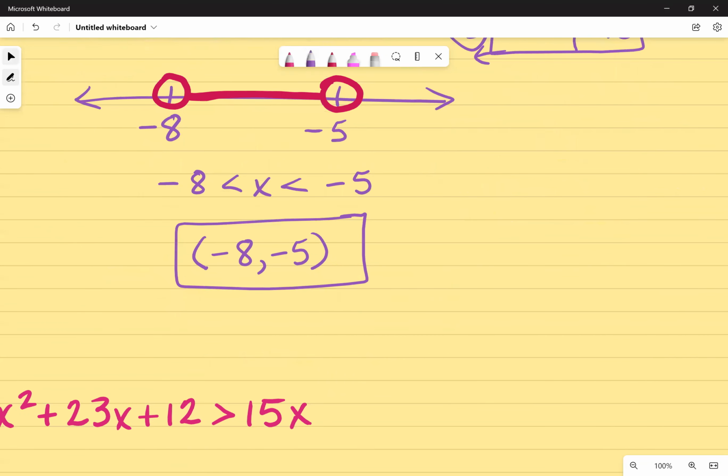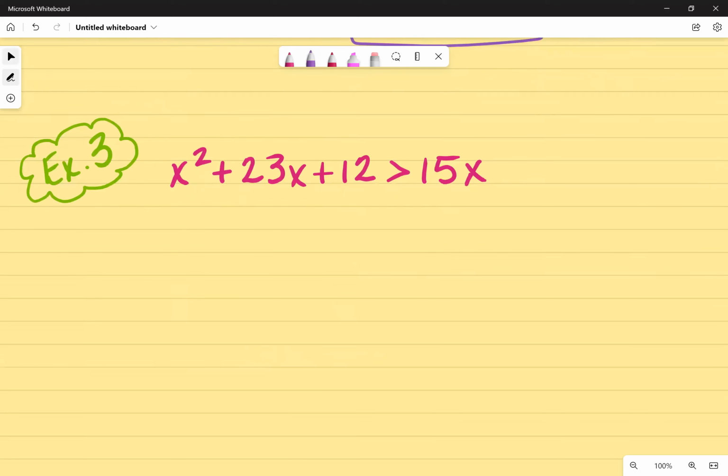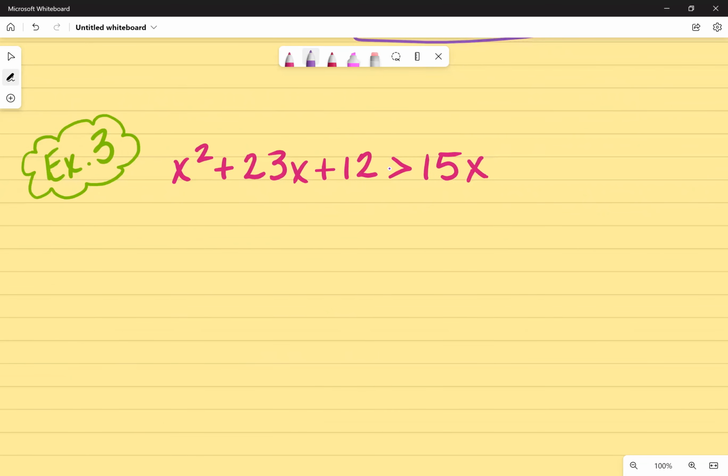Moving on to the next one, example 3. We have 2 more examples, so 4 examples in total. Again, I'm just going to start the process again. I'm going to subtract 15x on both sides.